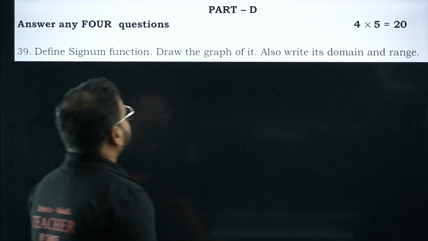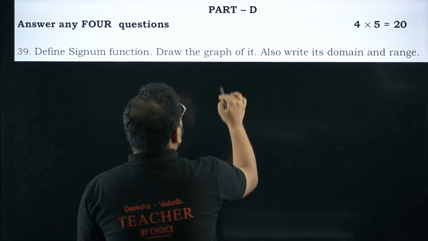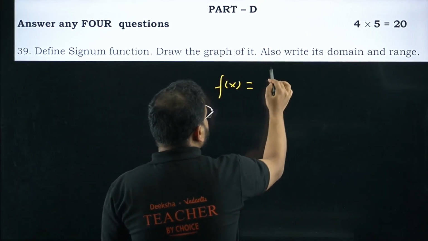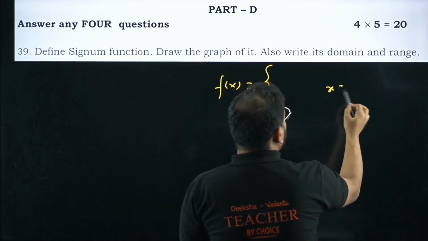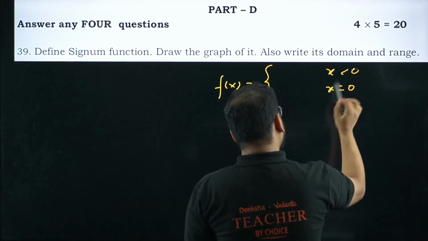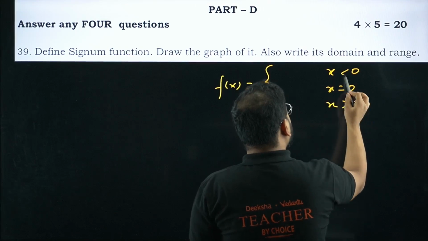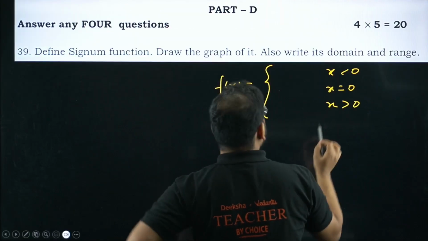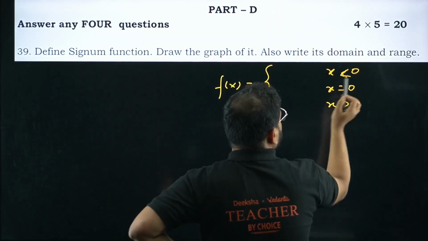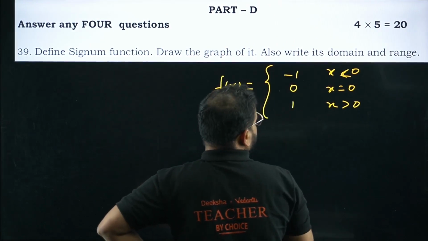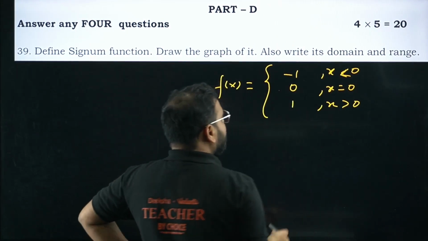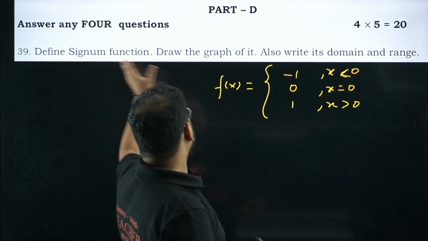Define signum function. So bacha, how is the function defined? For the signum function, remember, 3 points will be there. One will be having x equal to 0, another x less than 0, and another x greater than 0. So what we have is minus 1, 0 and 1. That's how the function is defined. This is the definition of the signum function.